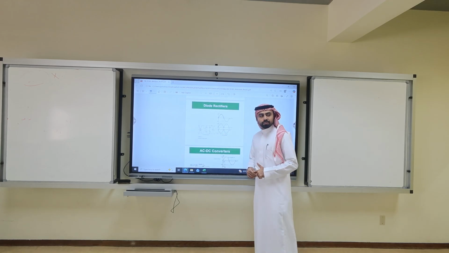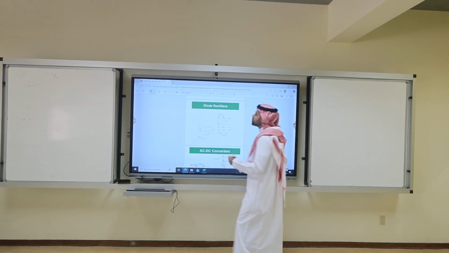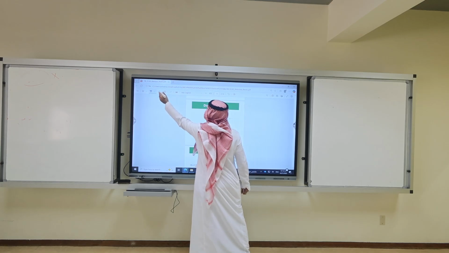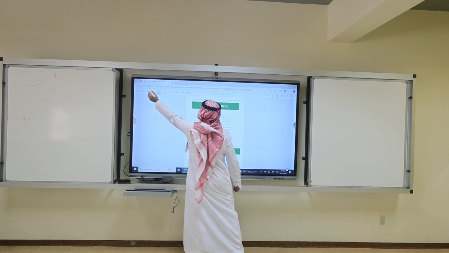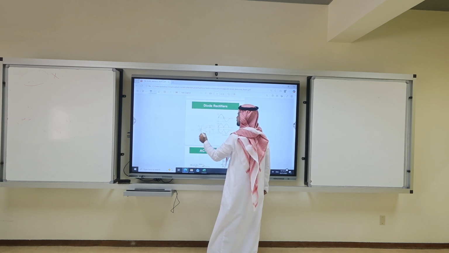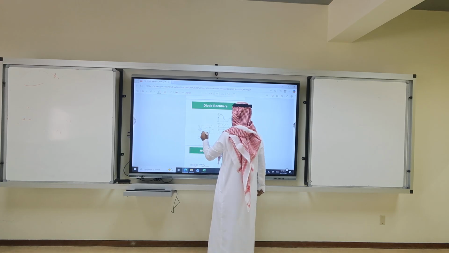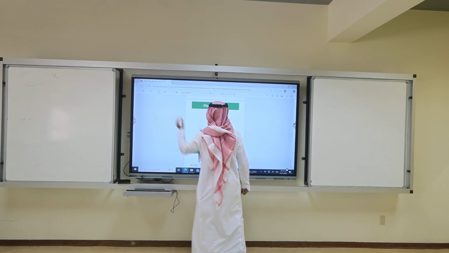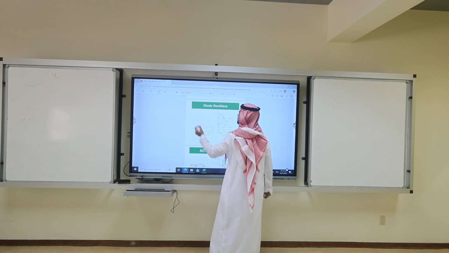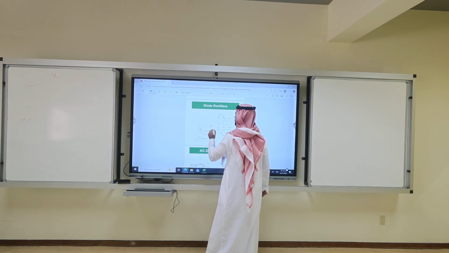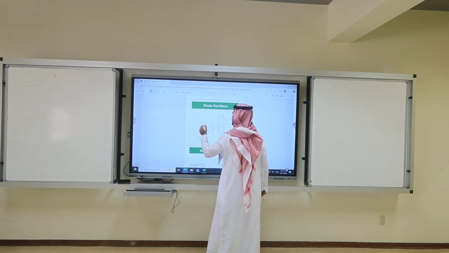The other type is a full bridge. What did I tell you? During the positive cycle, D1 conducts. During the negative cycle, D2, no, not that. During the negative cycle, D3 and D4. Okay?